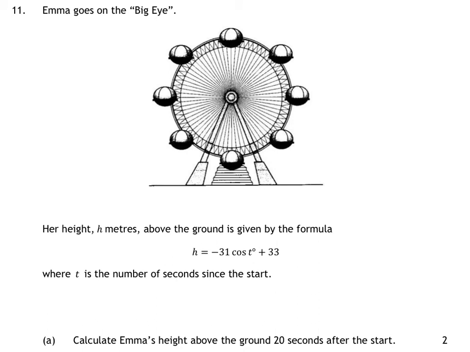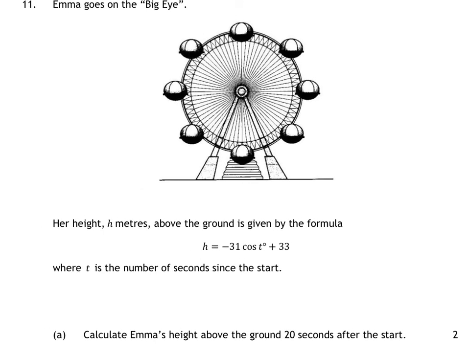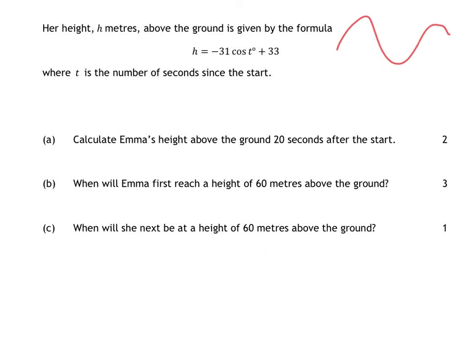Okay, this question here, we're talking about the London Eye. So it's a Ferris wheel. There's been a few of these ones. Remember your height on a Ferris wheel. You go up, you go down, you go up, you go down. So basically what it's doing is it's making this kind of cos graph shape, or a sine graph shape, depending on how they feel on making up the equation. So this is the equation they've given us. They want to know Emma's height above the ground 20 seconds after the start. So that part there is just replacing t with the number 20 because your time is 20 seconds. So you just do negative 31 cos 20 plus 33 and you just type that in, right?